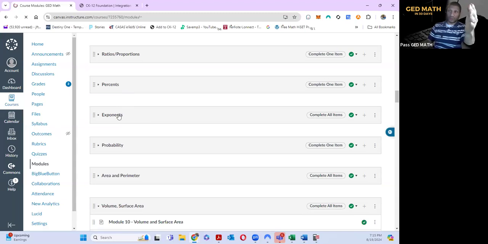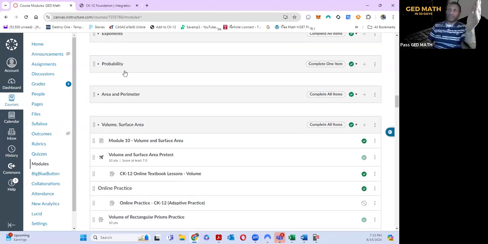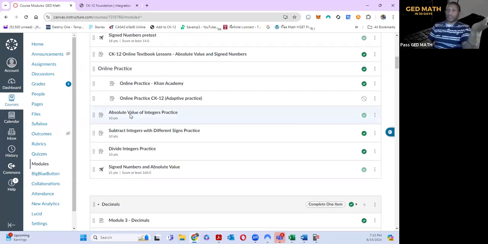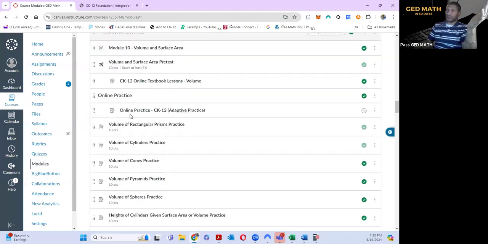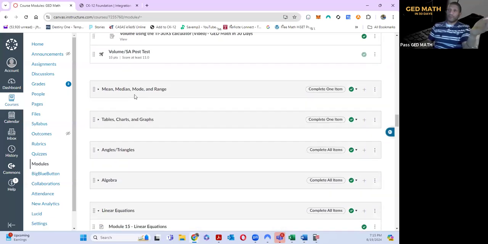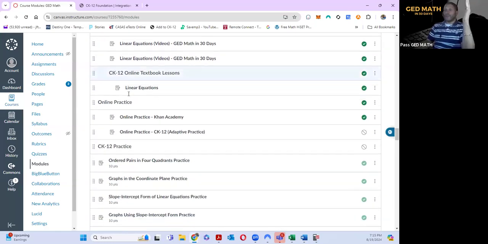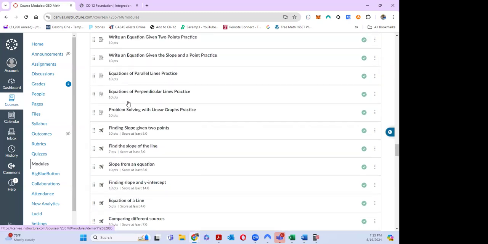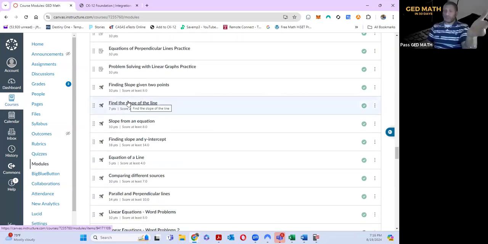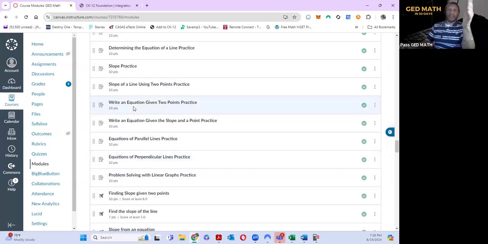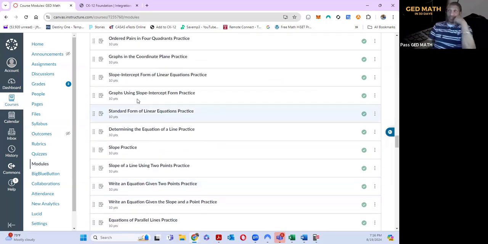Those are the foundational. But once you have those down, probability, area and perimeter, volume, and I don't know why I keep moving down so fast. Volume, mean, median, mode, and range, tables, charts, and graphs, angles, triangles. You just go right down the list. Now, if you score 142, 143, 144, then you're saying, okay, I only need a couple points. Let me just focus on the areas I missed. Then you don't have to do all that other stuff. Just focus on the areas in which you missed. And this is enough practice.